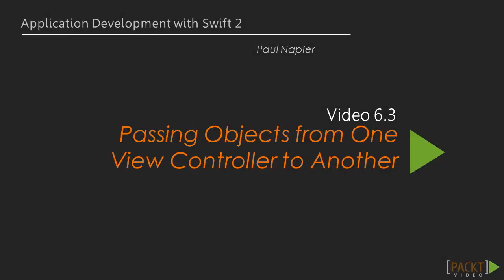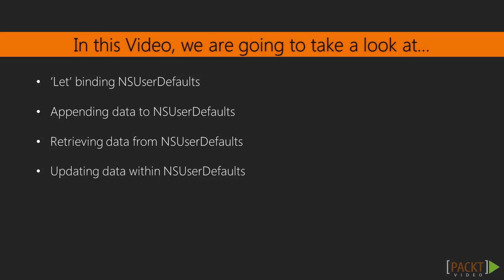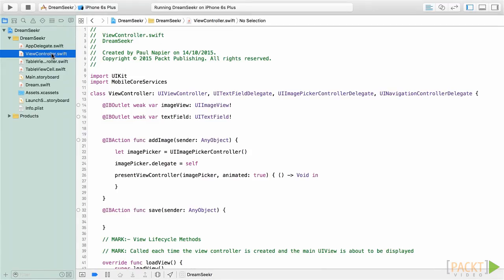So now that we can move around our project, we want to be able to pass our objects from our view controller to our table view controller. So in this video, we're going to see how we can use NSUserDefaults to do this. First, we're going to look at how we can bind elements using our if-let. Then, we'll append data into NSUserDefaults, retrieve it from NSUserDefaults, and finally look at how we update data within NSUserDefaults.